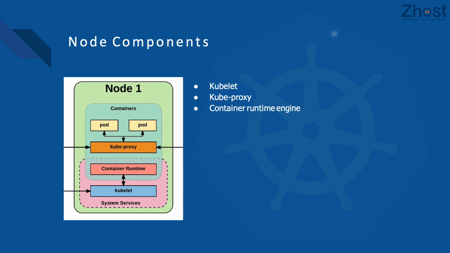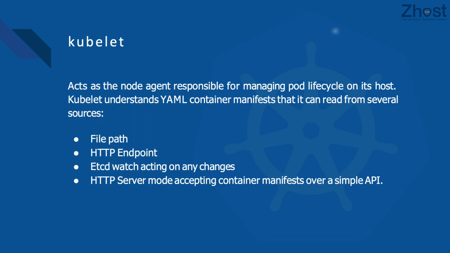Kubernetes nodes are the worker machines in a cluster that run containerized applications. Each node contains essential components that ensure proper execution and management of workloads. The key node components are Kubelet, Kube Proxy, and Container Runtime Engine. Let's see in details about Kubelet.